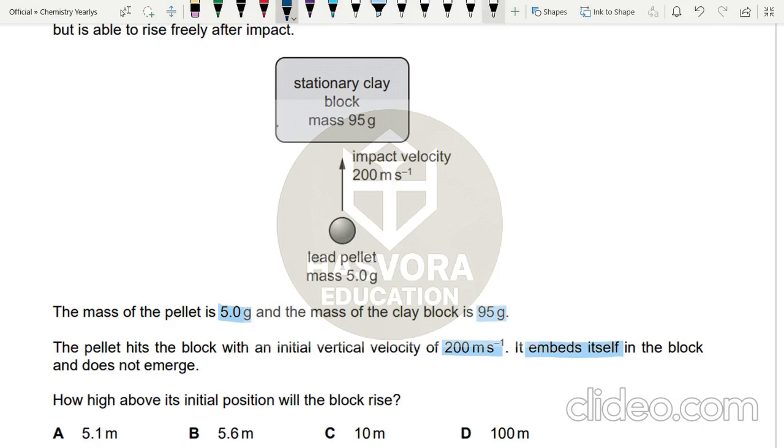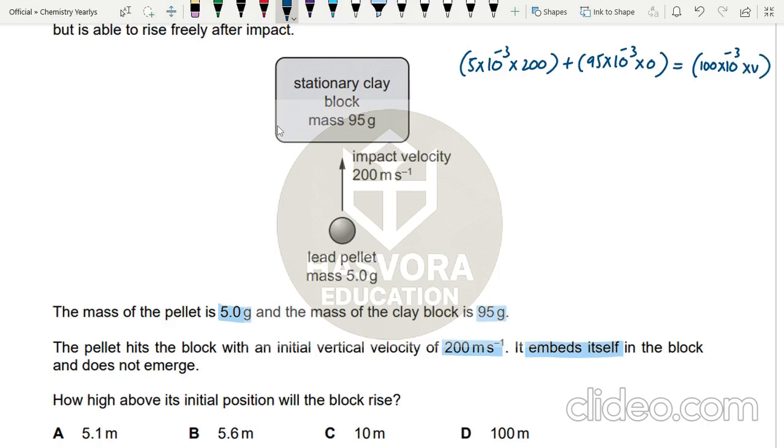So first of all we will use the momentum. We know that initially the pellet is at the movement, so it will be 5 into 10 power minus 3 because it is in grams, and we have the speed which is 200. This is going to be the block, but it is stationary, and this will be actually equal to the combined mass because it embeds. So 100 into 10 power minus 3 into v.